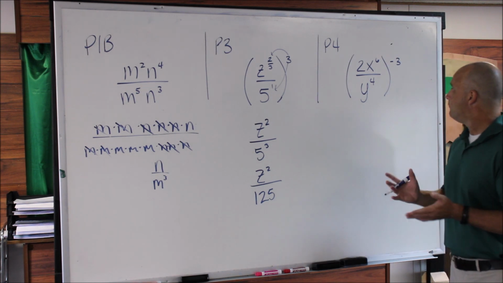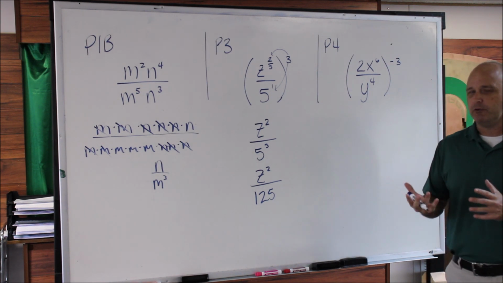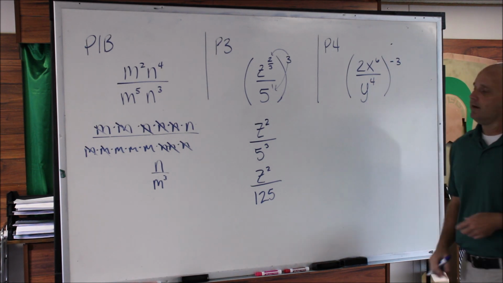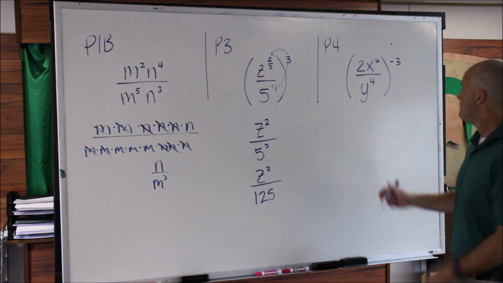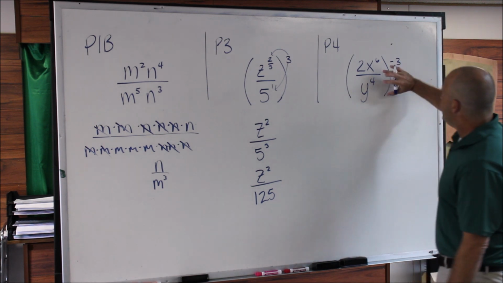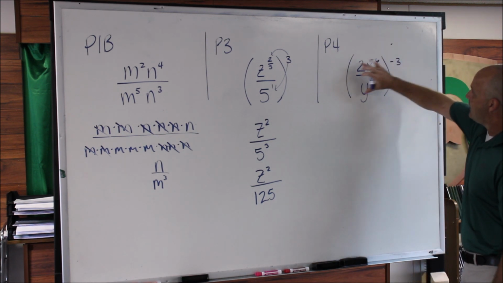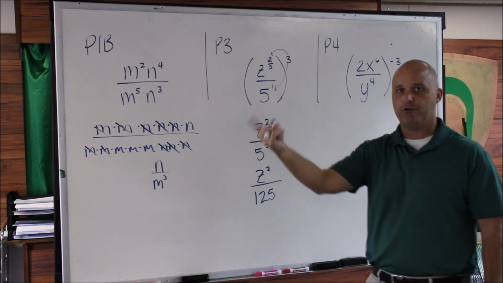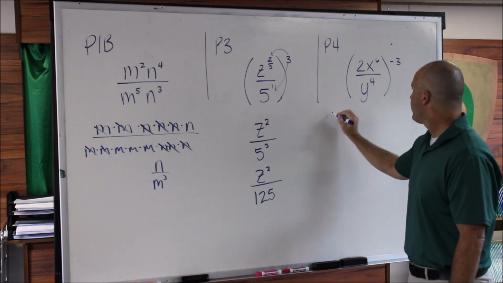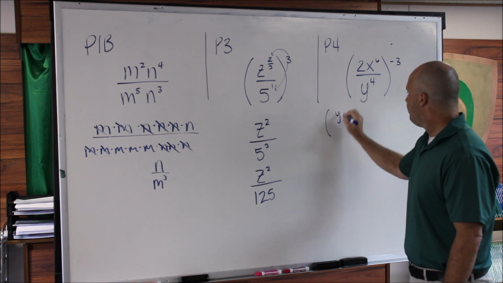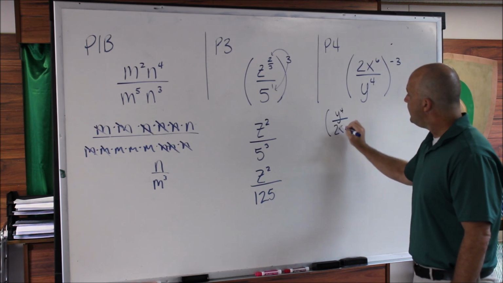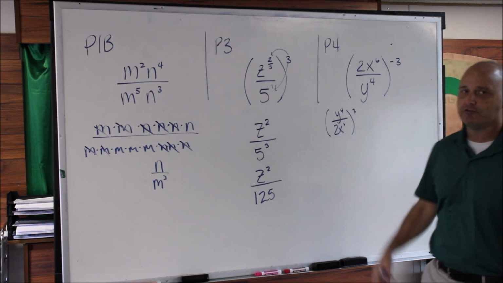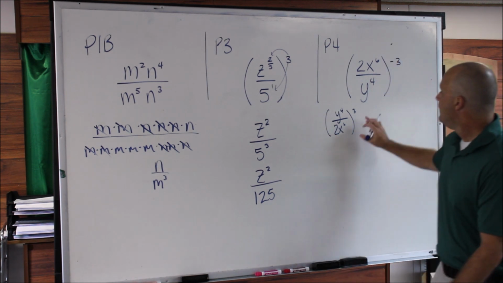There are a couple of ways of doing this one, so I'll show you both ways. The first way would be to get rid of this negative exponent first. And so that's going to be taking everything that's in this set of parentheses and flipping it. So if it's in the denominator, it goes to the numerator. If it's in the numerator, it goes to the denominator. So I'm going to go y to the fourth over 2x to the sixth raised to the third power. Remember, the negative goes away once it's done its job.